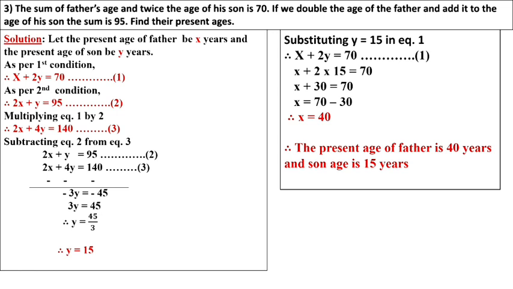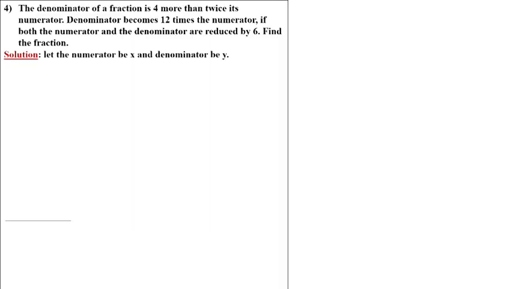The denominator of a fraction is 4 more than twice its numerator. The denominator becomes 12 times the numerator if both the numerator and denominator are reduced by 6. Find the fraction. Student, let the numerator be x and the denominator be y. As per the first condition, the denominator y equals 4 plus twice its numerator, 2x. So y equals 4 plus 2x. We'll arrange it in the equation. It becomes 2x minus y equal to minus 4. That is equation number 1.